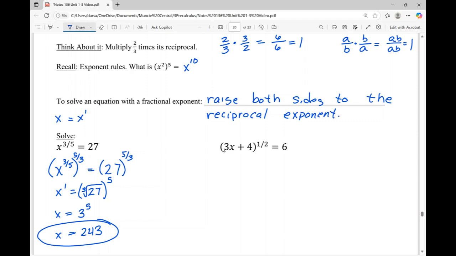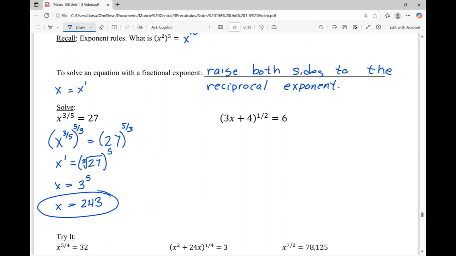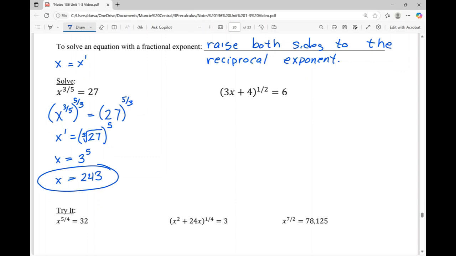What if we had 3x plus 4 to the 1/2 power equal to 6? How would I solve this equation? Well, I'm going to raise both sides to the reciprocal. So I'm going to put parentheses around both sides, and raise both sides to the reciprocal, which, what's the reciprocal of 1/2? It's 2 over 1, or 2.